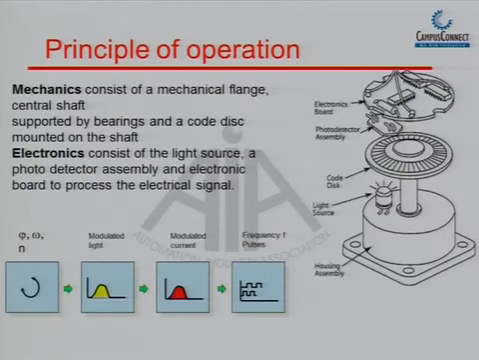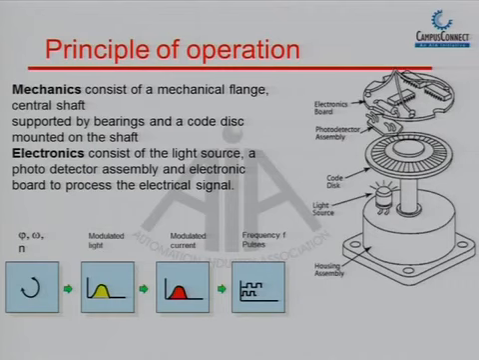So this is how a normal encoder looks. This is a photodiode. This is a shaft on which a slotted disc is mounted, and there is a photodetector assembly that is receiving the light. As the disc rotates, the diode on the other side gets pulses. It gets switched on and off, and we get pulses.